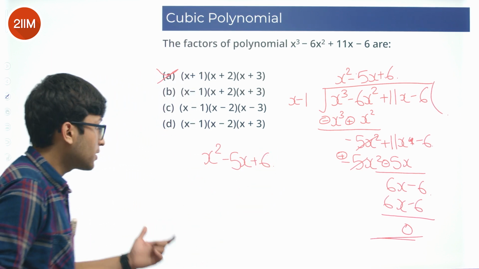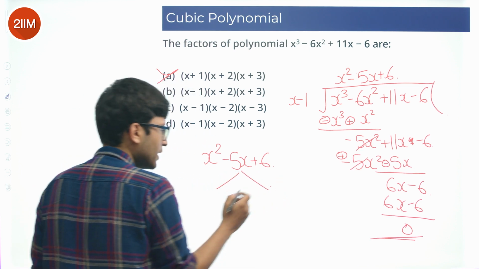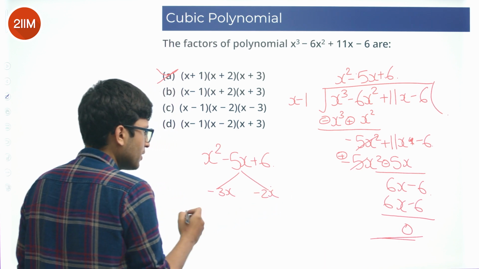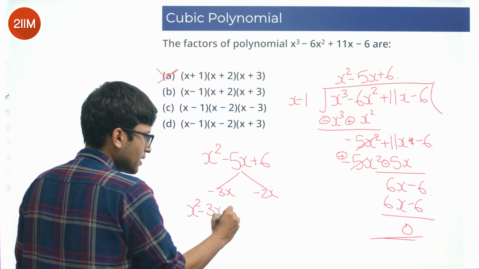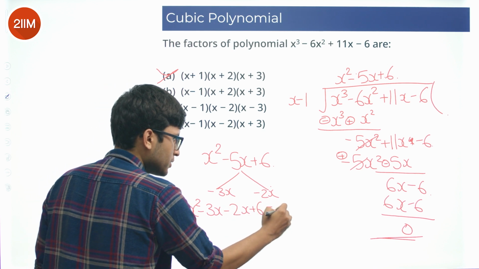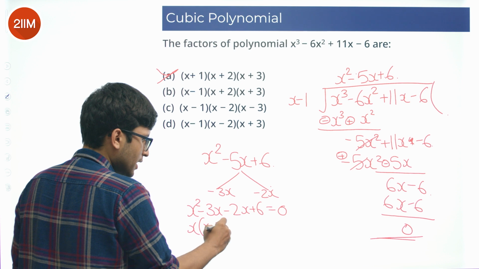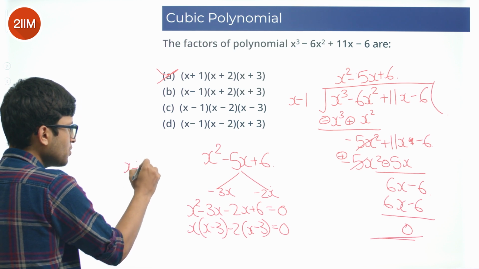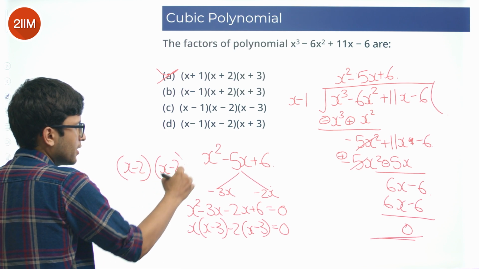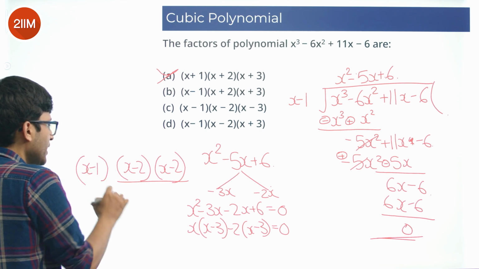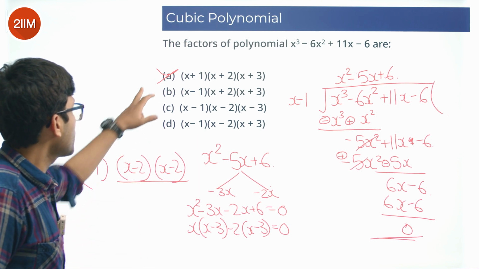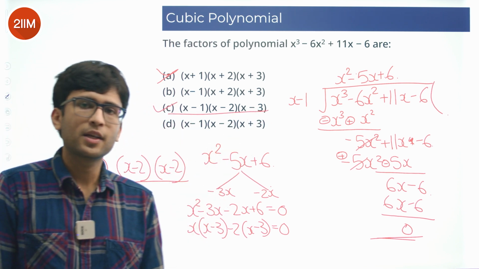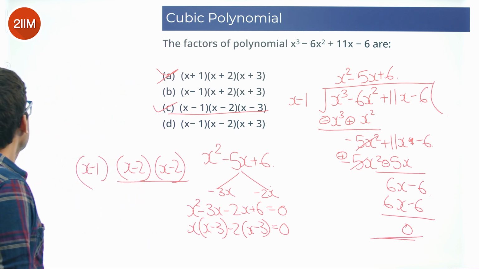Now I need to find out the two factors of this. If I split the middle term, I would be getting minus 3x and minus 2x as two of the values. So I would be getting x square minus 3x minus 2x plus 6 is equal to 0. X I can take common, x minus 3, minus 2 I can take common, x minus 3 is equal to 0. So x minus 2 and x minus 3 are the other two factors. X minus 1 was already there. X minus 2 and x minus 3 also satisfy. So all the three, x minus 1, oh perfect. We got option C, which is having x minus 1, x minus 2 and x minus 3, all the three values. Let's continue.